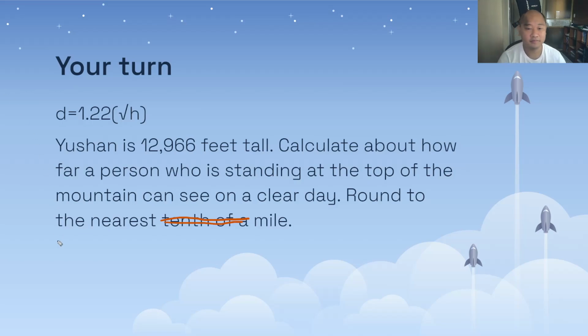Welcome back. All right, so D equals 1.22 times the square root of 12,966. This is 139 miles so far. Is anyone curious how far that is in kilometers? Let me know in class.